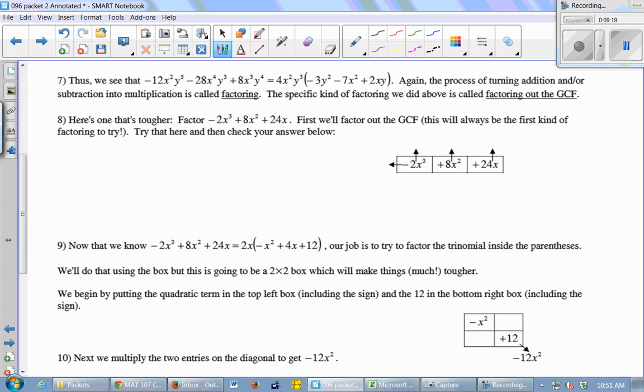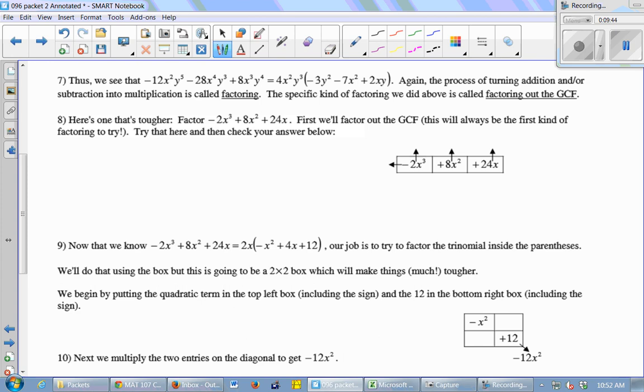Okay. So number 7. So now we can see that this long thing that I was given can be written in factored form. Right? So I factored it. The process of turning addition and or subtraction into multiplication is called factoring. And the special kind of factoring that we just did is called factoring out the GCF, the greatest common factor.